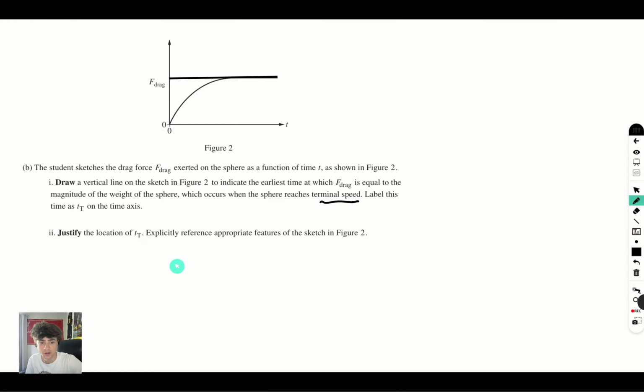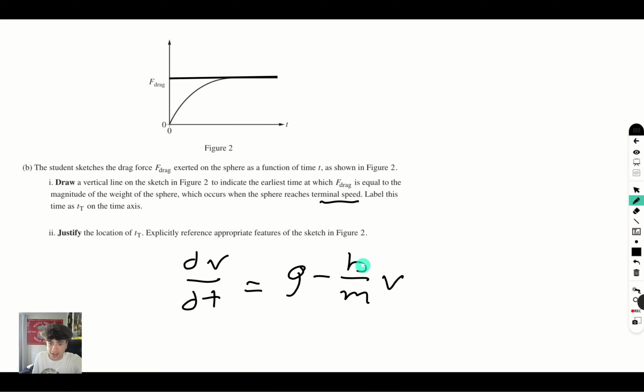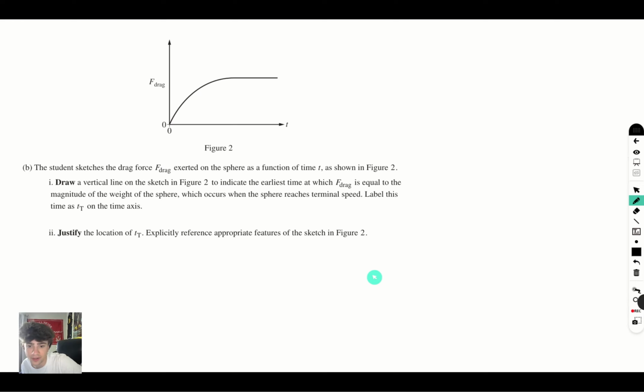So if we look back at our differential equation, dv/dt is equal to g minus b over m v. We can see that as the velocity increases, the dv/dt, or the acceleration, is going to decrease. So we know that our Fdrag is equal to bv.